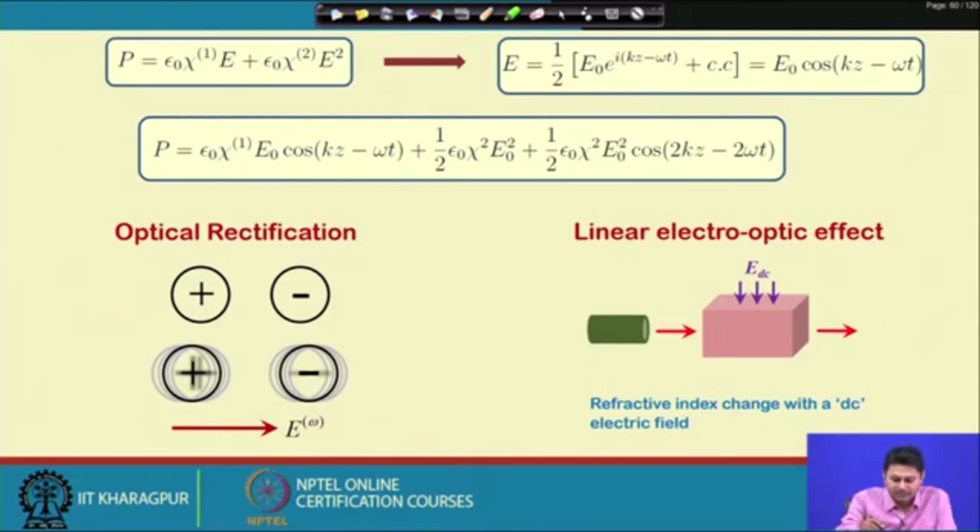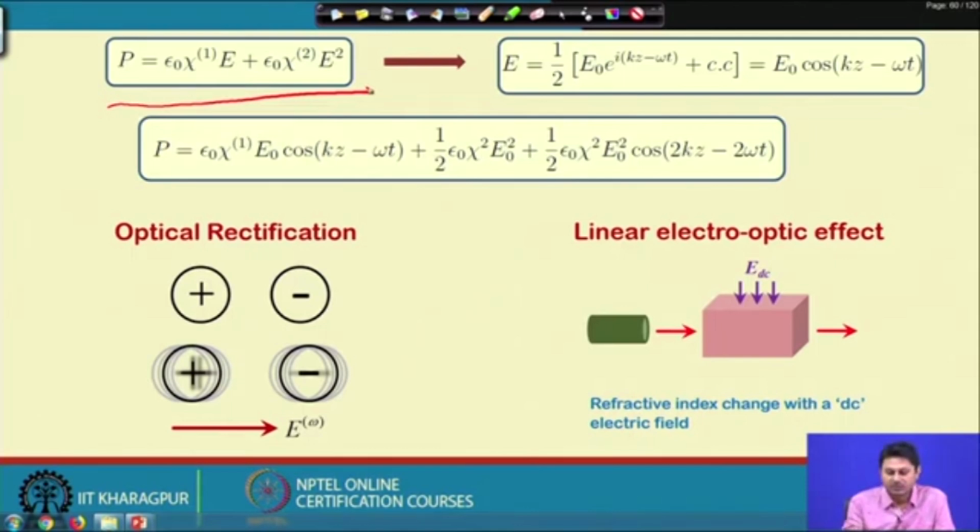Let me give you some review. This was our total polarization: P equals epsilon 0 chi 1 E plus epsilon 0 chi 2 E square. Now, E was represented in terms of a complex quantity, E 0 e to the power of i(kz minus omega t), but we know that E is essentially a real quantity because the electric field has to be real.